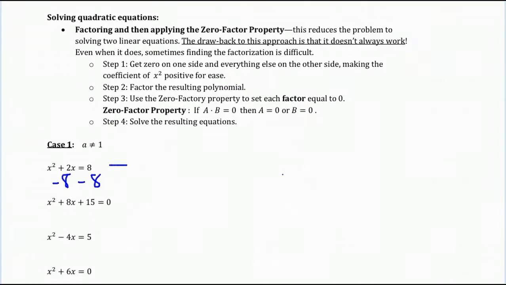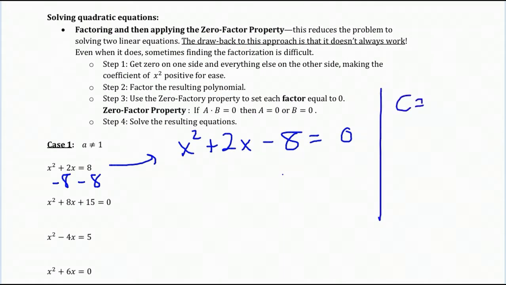So you want to move the 8 over by subtracting 8 from each side. Then rewrite your equation. It's x squared plus 2x minus 8 equals 0. And then we try to factor. So we look at the factors of negative 8 that add up to positive 2. We know that negative 8 can be written as 4 times negative 2. That minus sign shouldn't be there. So it should be positive 4 and negative 2.